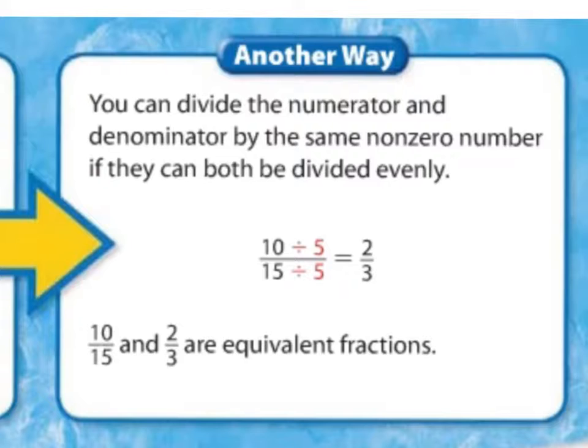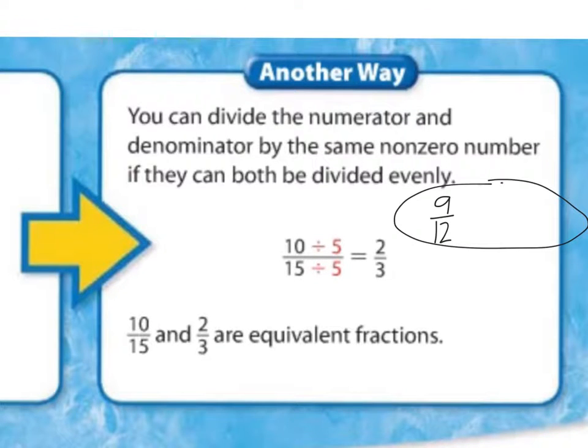Well, since we learned our divisibility rules in earlier lessons, which is why we went over it, I know this ends with 0, I can divide that by 5. This ends in 5, I can divide that by 5. 10 divided by 5 is 2. 15 divided by 5 is 3, and so 2/3 is equal to 10 fifteenths. They're the same. They are equivalent fractions.